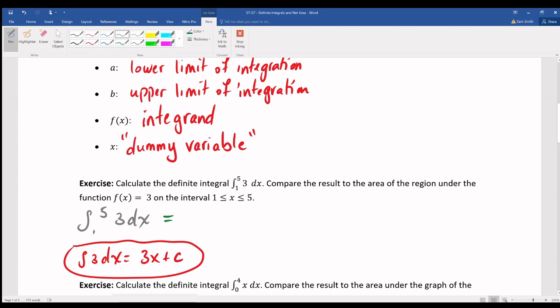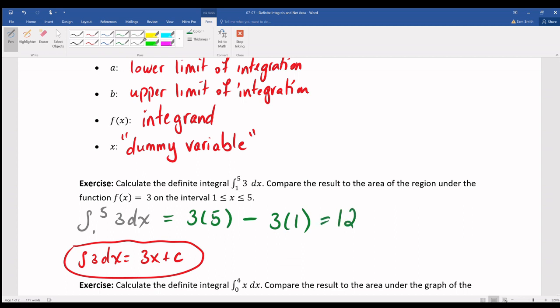So I'm going to take 3x, and I'm going to plug in the upper limit 5. And I'm going to take 3x, and I'm going to plug in the lower limit 1. And then I'm going to subtract these two values. The result of this will be 3 times 4. The result of this would be 12.